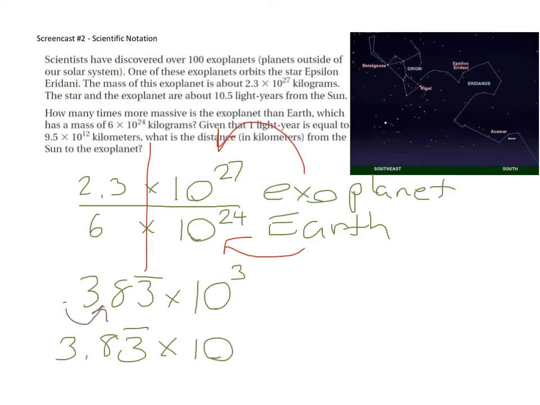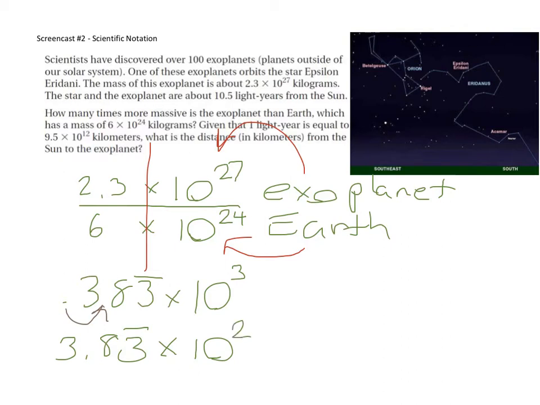If the number gets bigger, as it did right here, 0.383 repeating became 3.83 repeating, which means it did get bigger. If the number gets bigger, this exponent must get smaller. And because we moved it one place to the right, this 3 must go down by only 1.